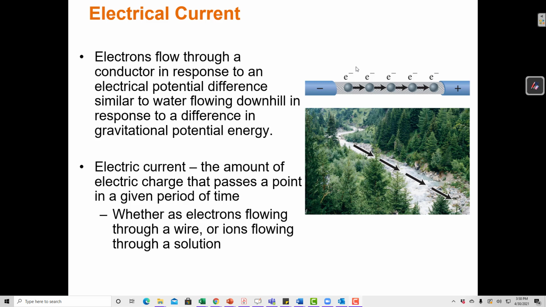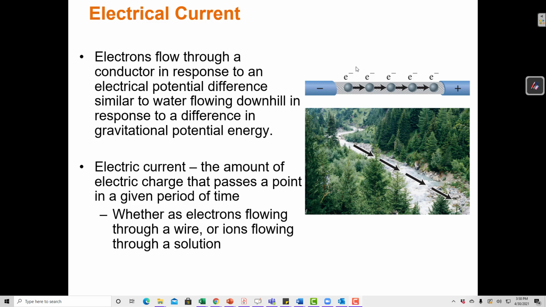In this video, I'm going to cover galvanic cells and the reduction potential. So we need to know what an electrical current is and what electricity is in order to understand how galvanic cells work. Electrons flow through a conductor in response to an electrical potential difference, similar to water flowing downhill in response to a difference in gravitational potential energy.